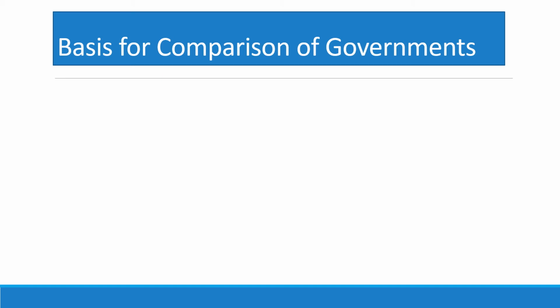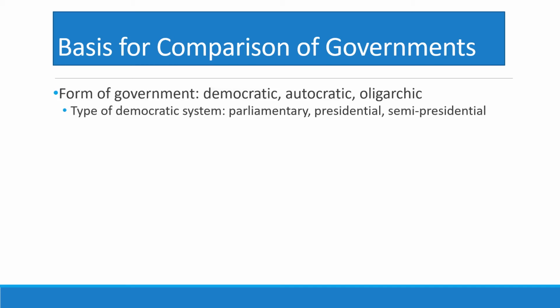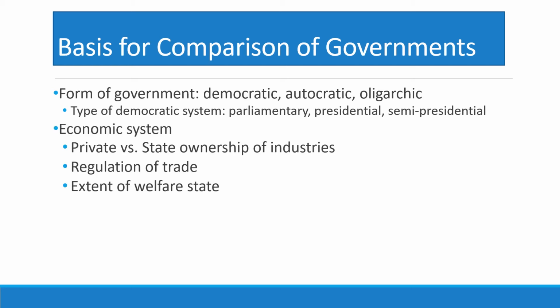In the same way, comparative political scientists analyze similarities and differences between the governments of different countries to answer research questions about politics and government. For example, here are some of the bases of comparison where we find differences and similarities among countries. We might find differences and similarities in their form of government, and we will be studying these. In the type of economic system they have and the extent to which the government regulates that economy.